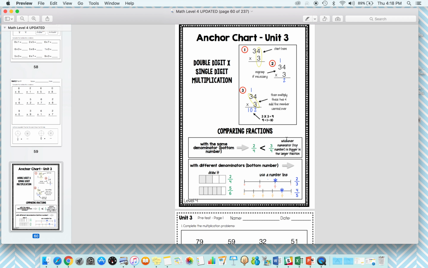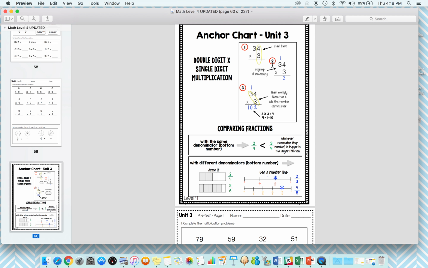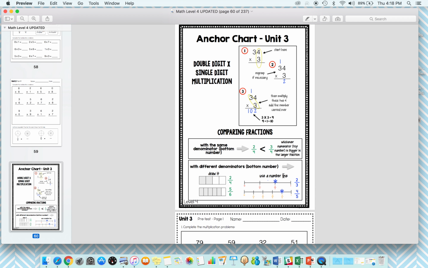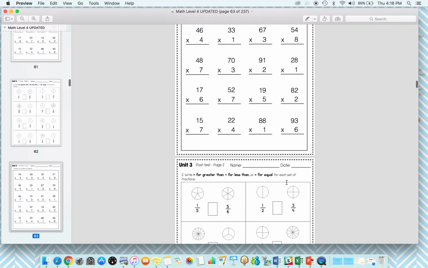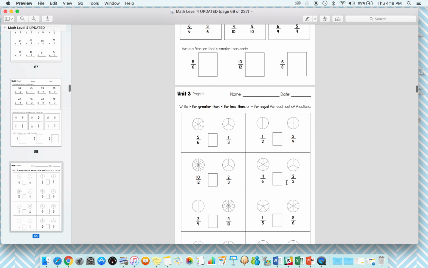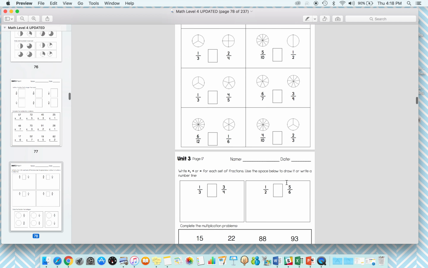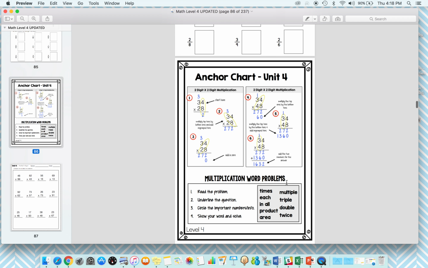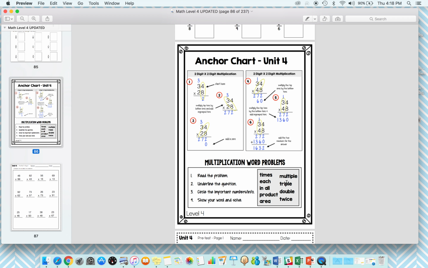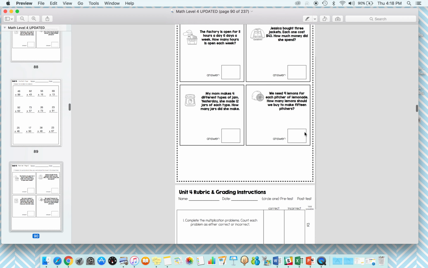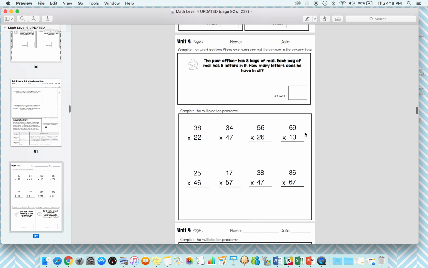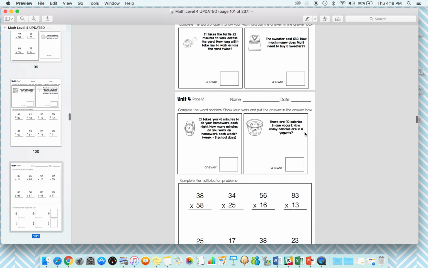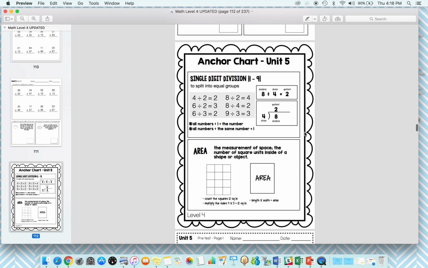Unit 3 looks at double by single digit multiplication. I love these anchor charts. These are some of my favorite, as well as comparing fractions. So here are the activities for this. And then Unit 4 looks at double by double multiplication and multiplication word problems. Incorporating word problems I really love. It's something that a lot of our kids struggle with, and it really makes all of these math skills that we teach applicable to the real world, honestly.